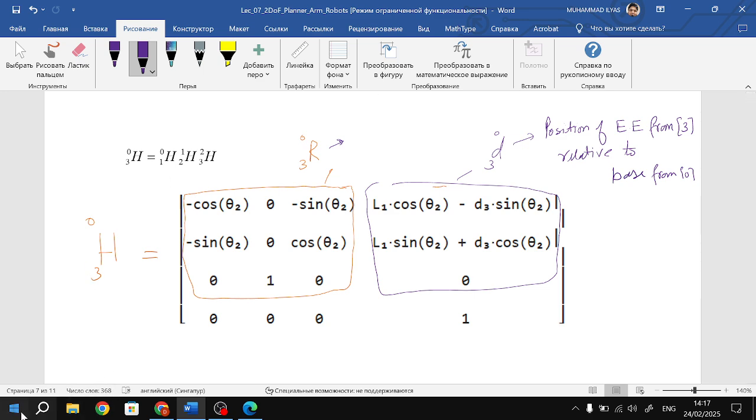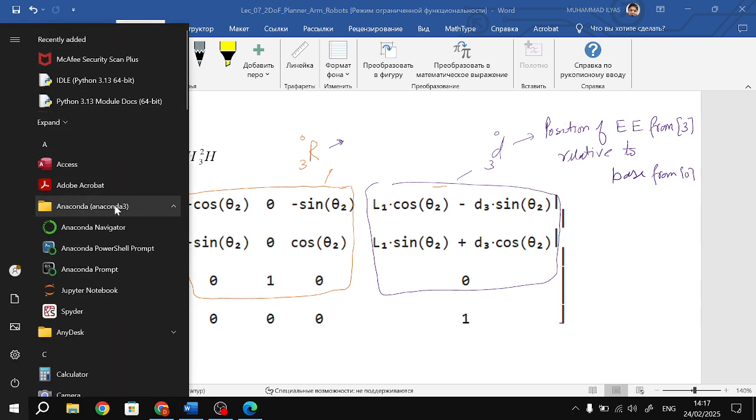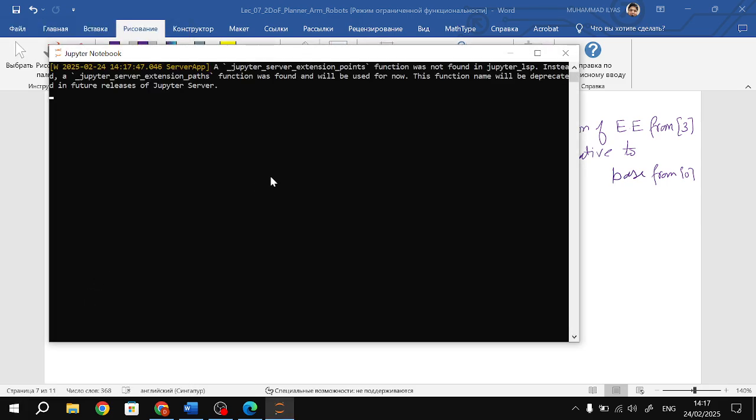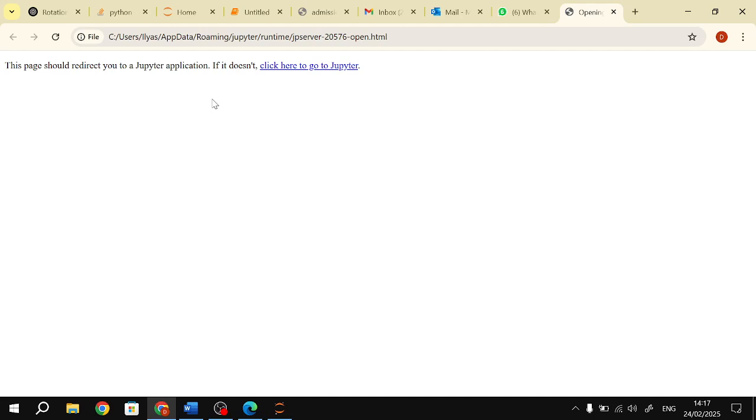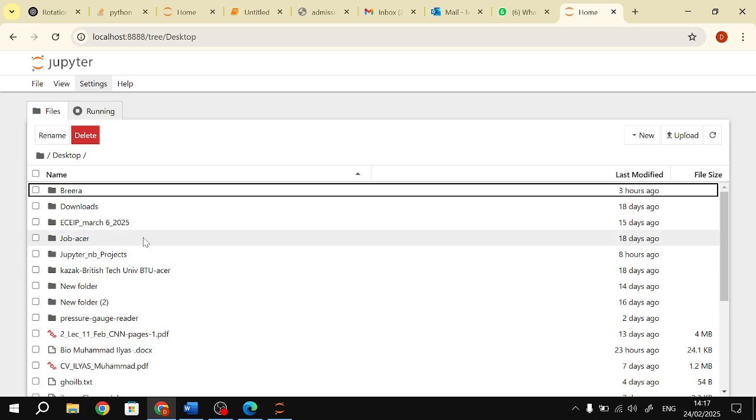I think I have the code. Have you installed Anaconda in your computers? Yes. So someone has installed, some not installed. Please install the Anaconda. You can use the Jupyter notebook, and it is very easy to make your Python codes.